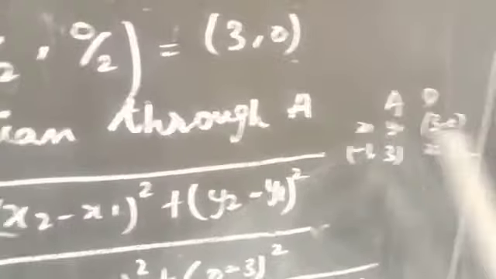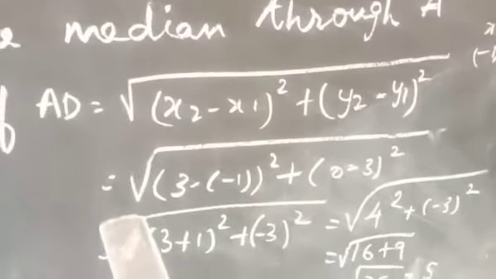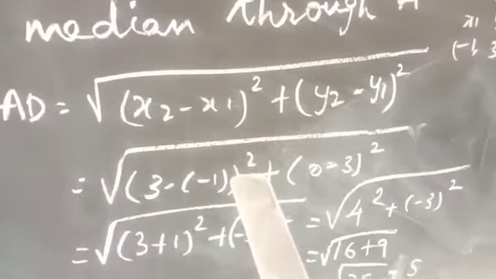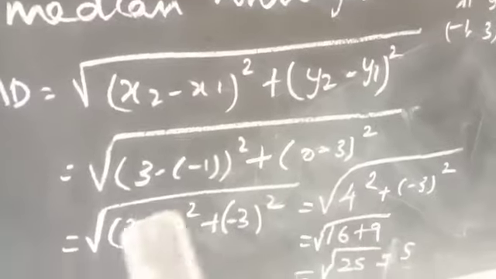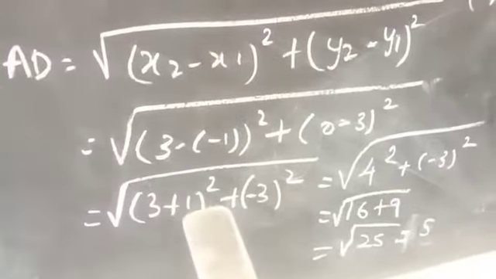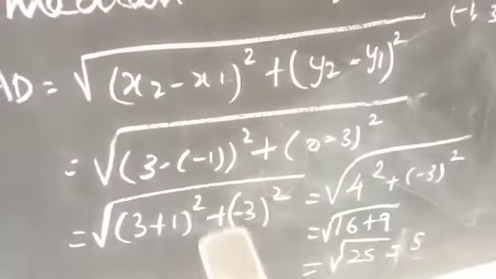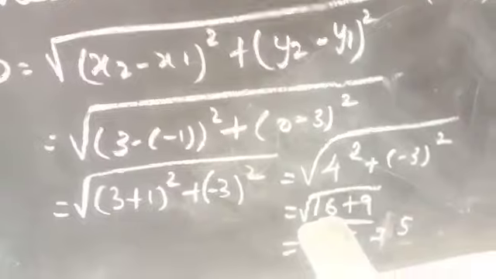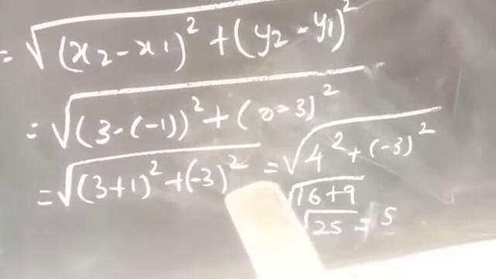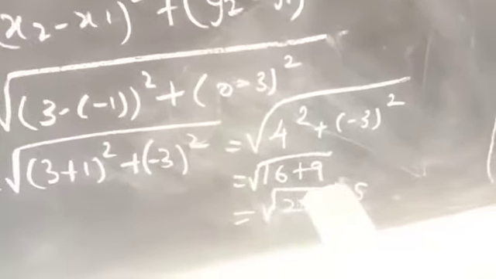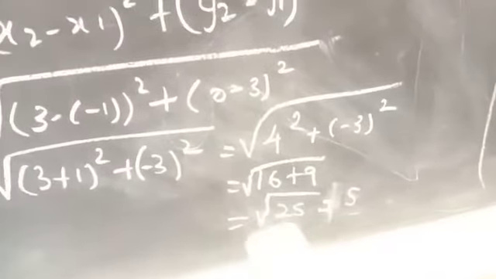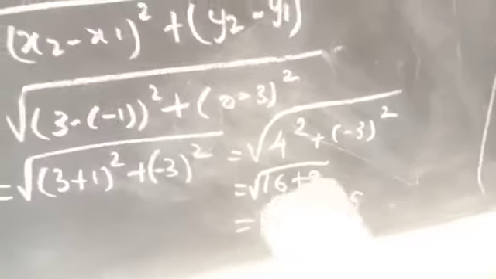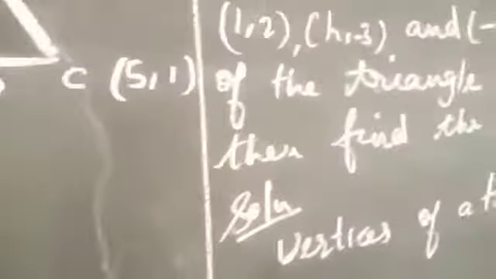Now we substitute these values in the distance formula. Then we write root of (3 minus of minus 1) the whole square plus (0 minus 3) the whole square. Then 3 plus 1, 4 square, we get 16. Minus 3 the whole square we get 9. So root of 16 plus 9, 25. Root 25 is 5. Therefore the length of median AD is 5 units.